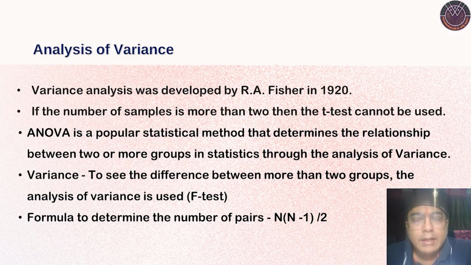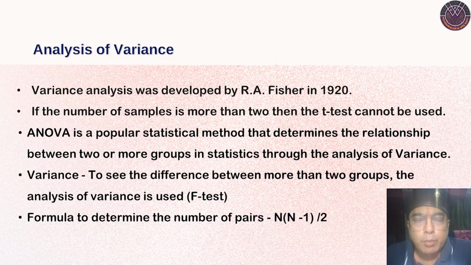So analysis of variance was developed by R.A. Fisher in the year 1920. If the number of samples is more than 2, then the t-test cannot be used. You already know that the t-test is used whenever groups are 2 in number. Different types of t-tests are there. But if it is more than 2 groups, then you use the analysis of variance method.